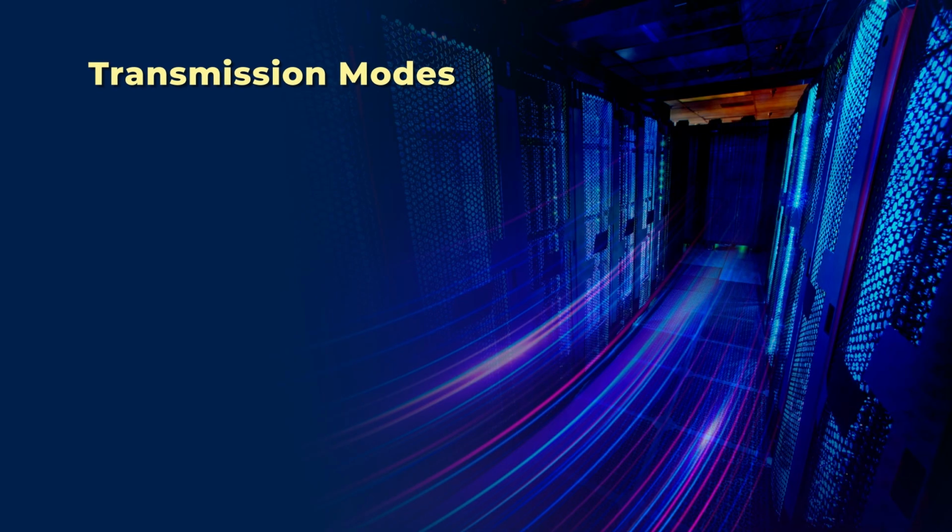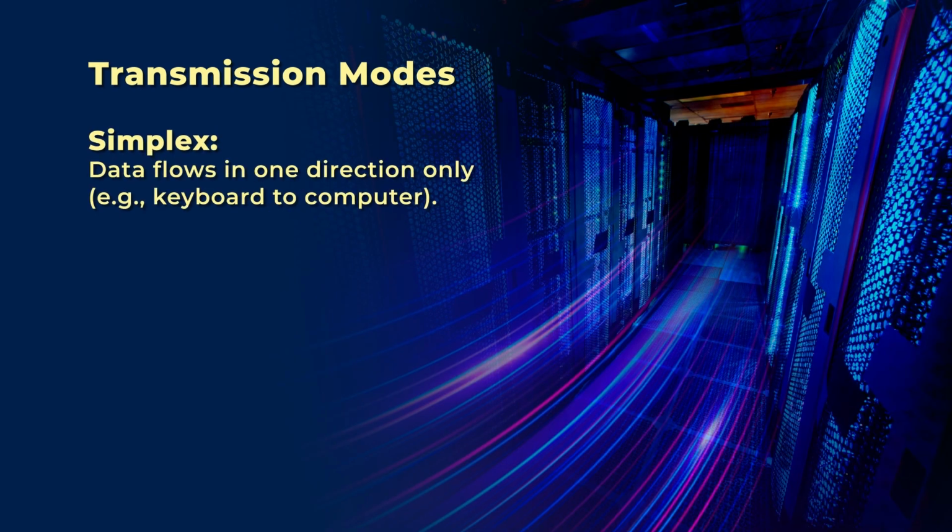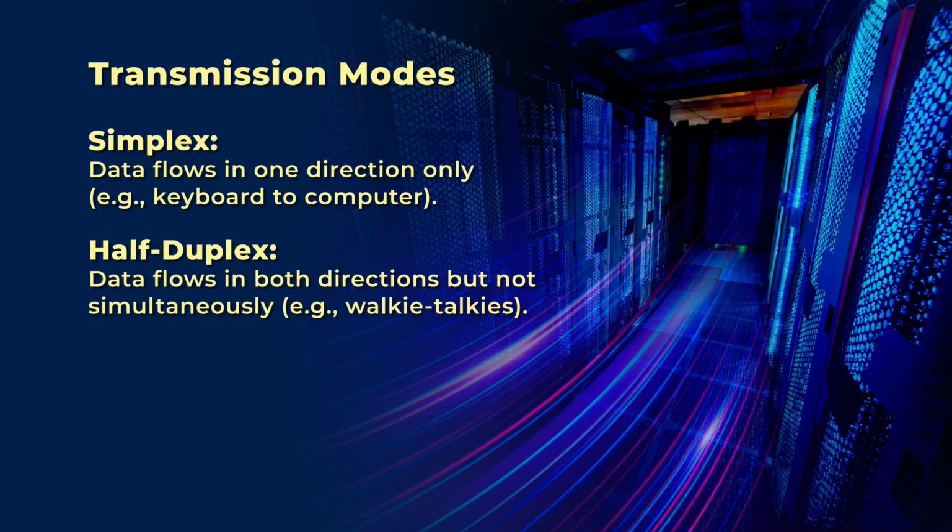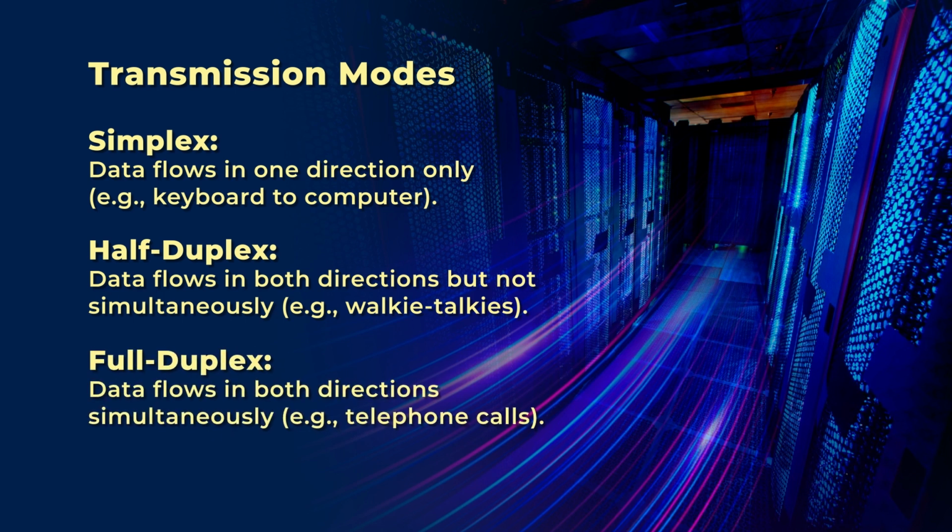Transmission modes. Simplex: data flows in one direction only, that is keyboard to computer. Half duplex: data flows in both directions but not simultaneously, for example, walkie-talkie. Full duplex: data flows in both directions simultaneously, for example, telephone call, mobile communication, etc.